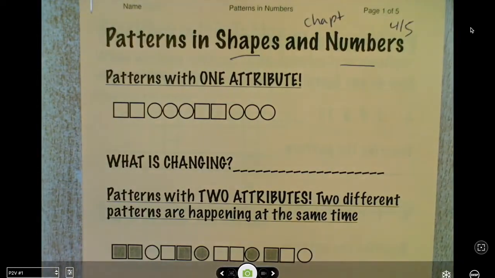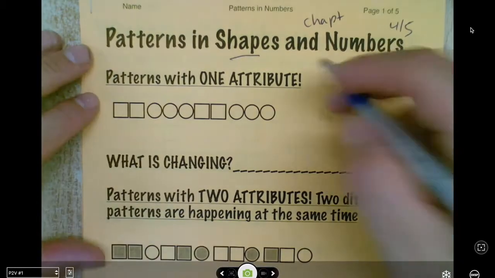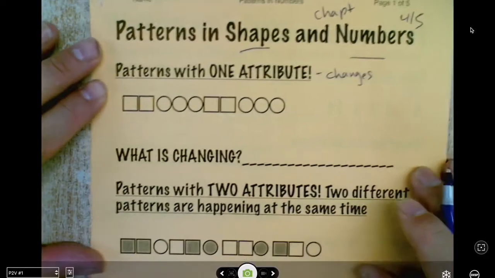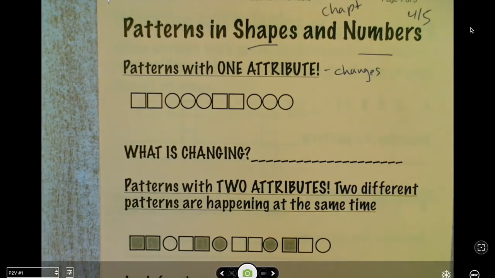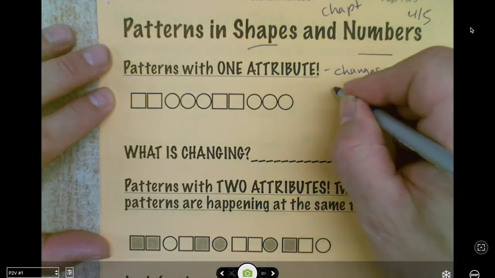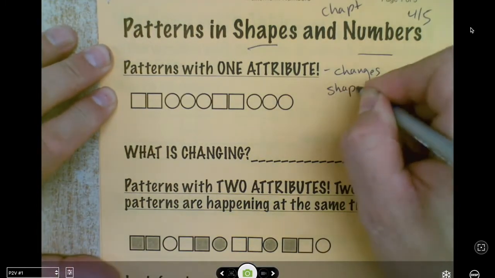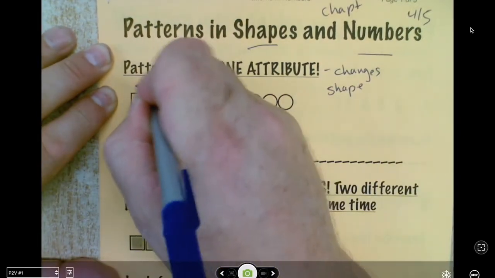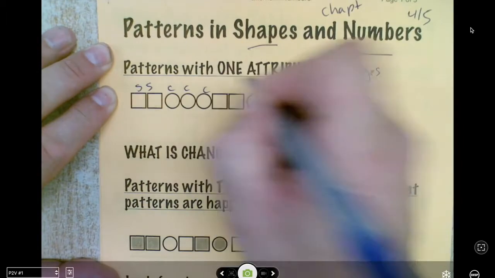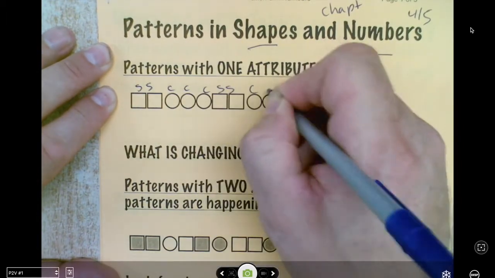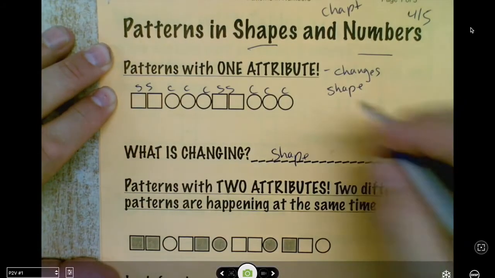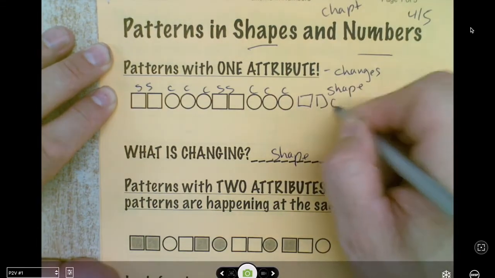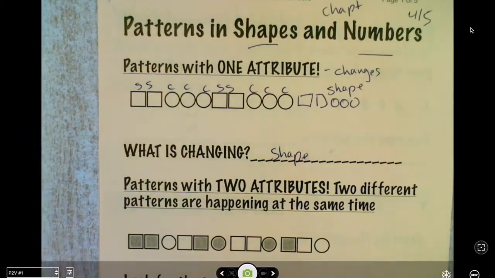First of all, let's talk about patterns with one attribute. Attribute is something that changes. So in this basic pattern here, there's only one thing changing. The color's not changing. What's changing? The shape is changing. So this says square, square, circle, circle, circle. So what would come next? We need square, square, and then 3 more circles, etc., etc.